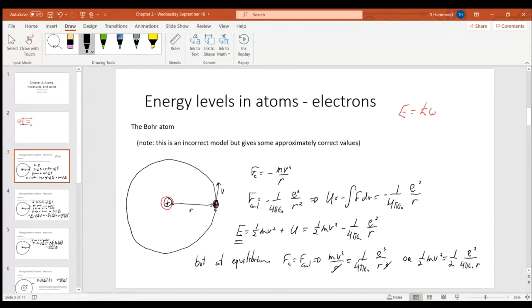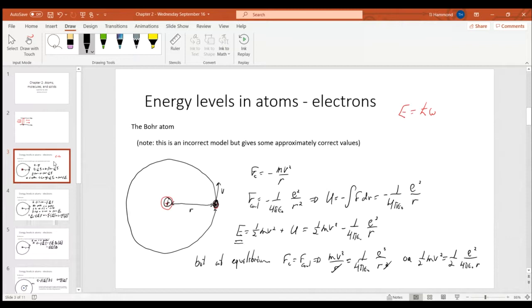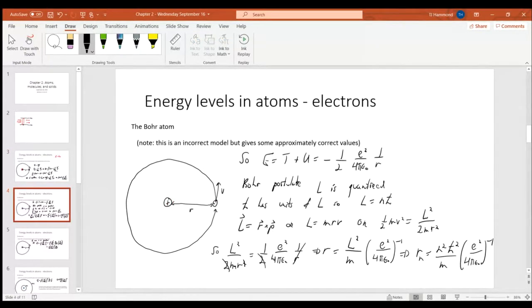But of course, you know what 1/2 mv squared is. That is going to be the kinetic energy. So the total energy of the system is the kinetic energy plus the potential energy, but you found from the previous slide that the potential energy is this, and the kinetic energy is 1/2 of that, but of the opposite sign. So that means that the total energy is negative 1/2 e squared over 4 pi epsilon naught 1 over r. So that is well understood.